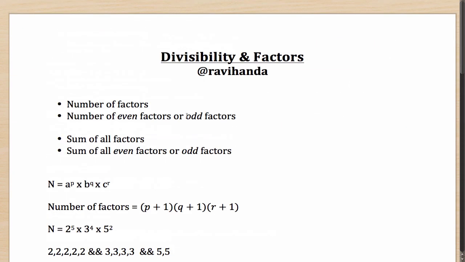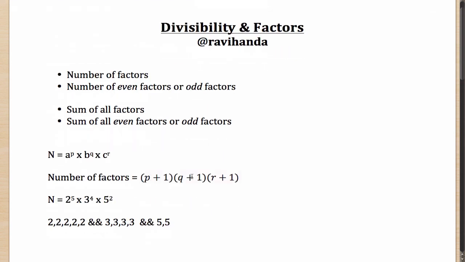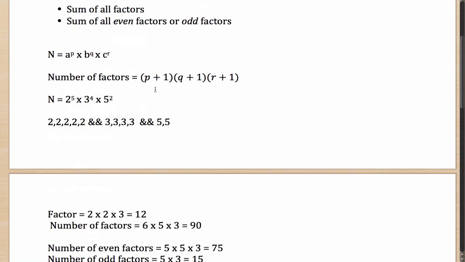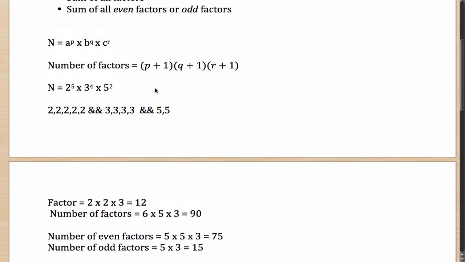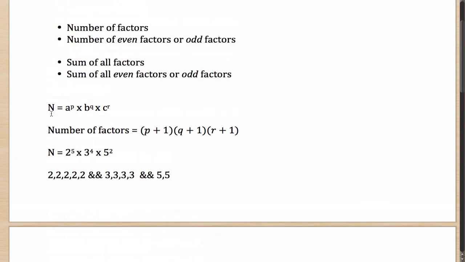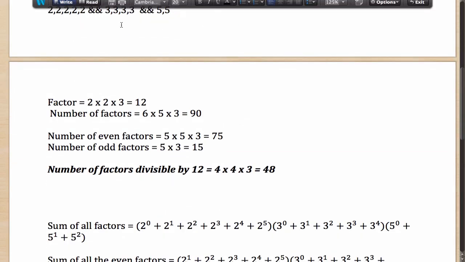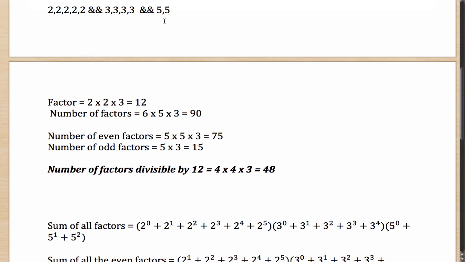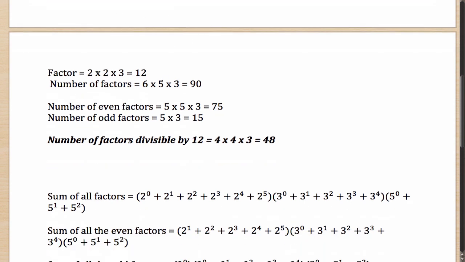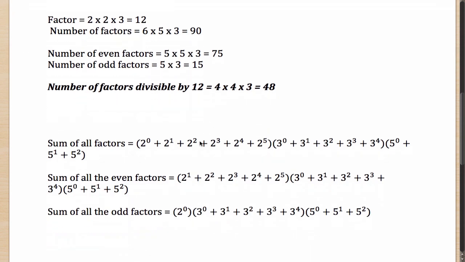Hopefully this session has clarified your doubts or your concerns with how to find out the number of factors, that is p plus 1, q plus 1, r plus 1 once the number is given. For the number of even factors, all you need to do is consider that it will have at least 1 2. For the number of odd factors, you have to consider that it has absolutely no 2's at all and all you have is just 3's and 5's. Similarly, you can do it for divisible by 12 and so on.